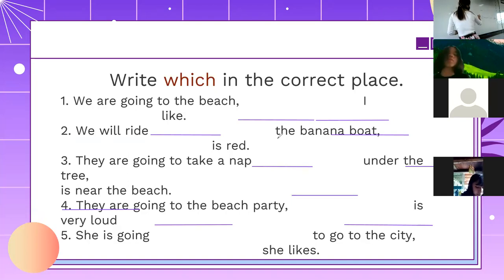So if you're going to write which here, listen to the sentence: we will write banana boat, which is red. Is that correct or no? You're going to write which is red because you're talking about the banana boat. Okay, did you understand? So now you will not write banana boat here. Instead, you write which.